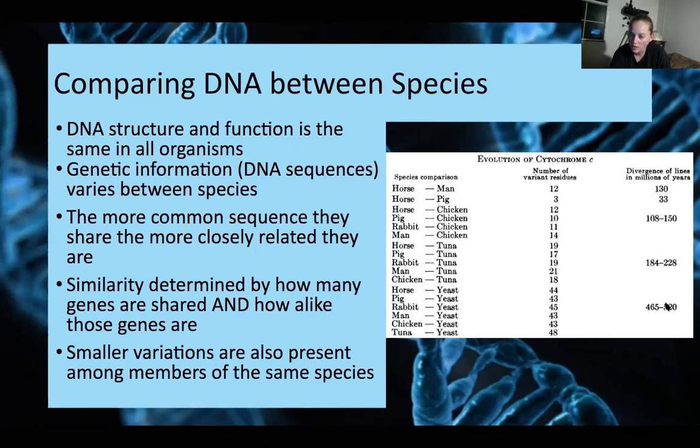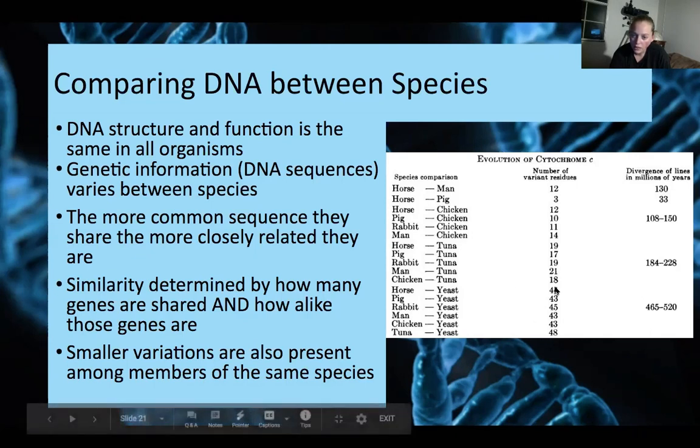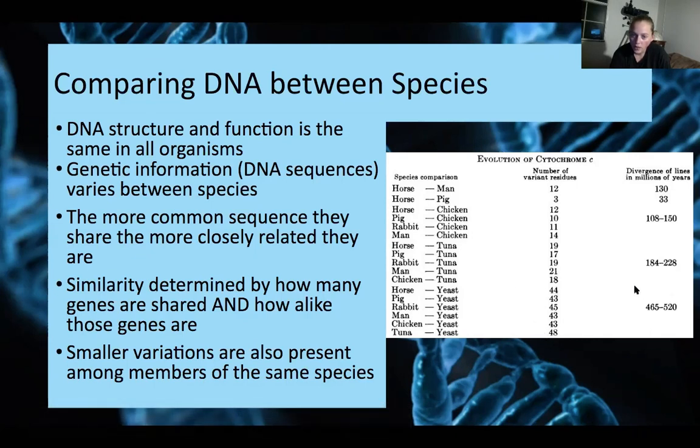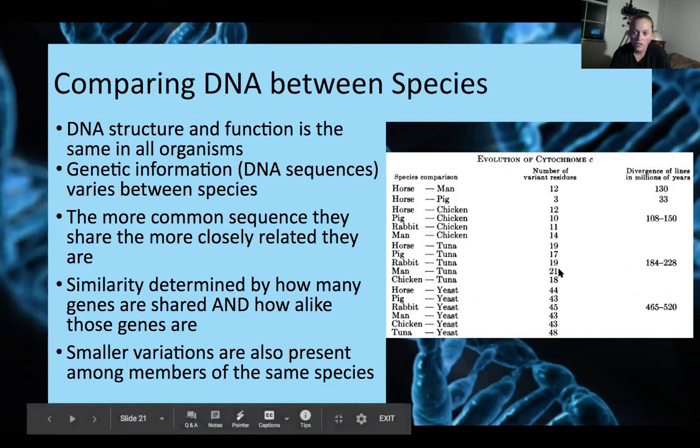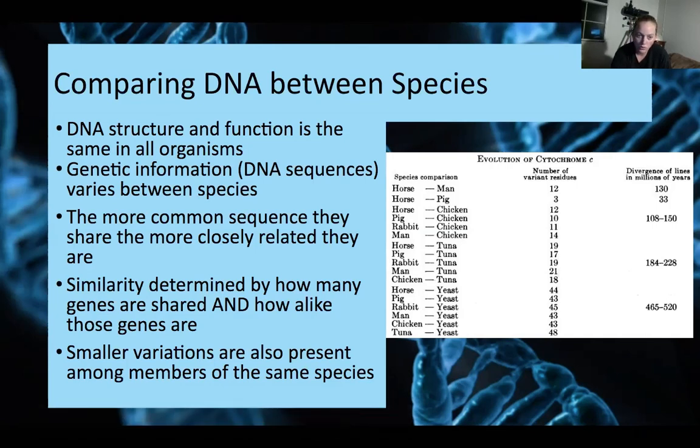So this is telling us that the yeast probably evolved first because it has so many differences in its DNA. The tuna probably evolved next because there are so many differences between its DNA compared to these chickens and these mammals, but less so than there is in this yeast. So this is just telling us something about relationships between organisms.